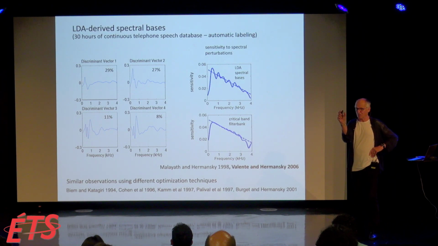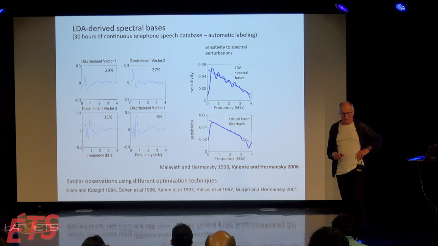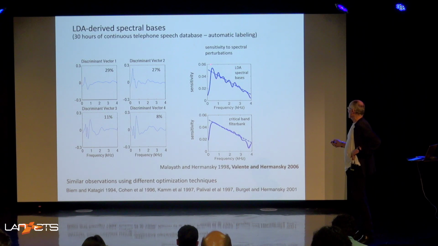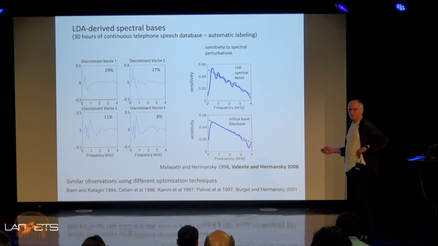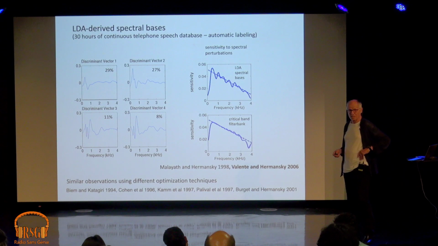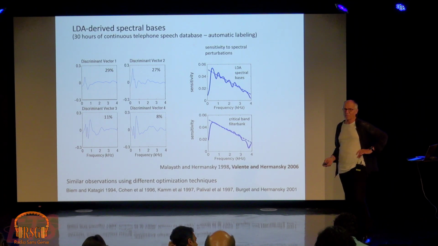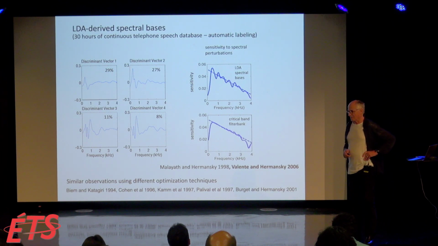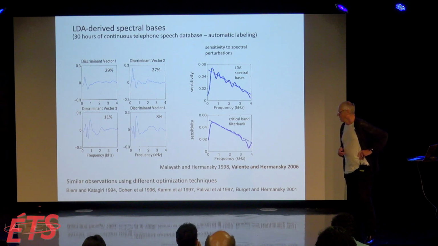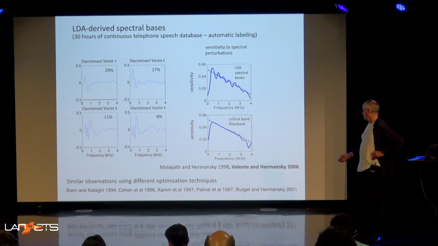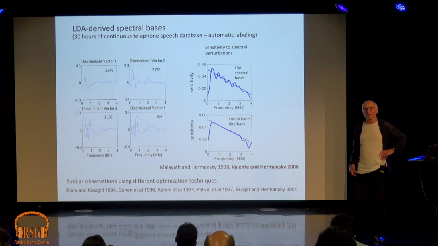There was a little piece of Gaussian form which was moving either at the low frequencies or at the high frequencies. And what you can see is that if you move it by a constant amount at the low frequencies, the effect is much larger than if you move it by the same amount at the higher frequencies. Very much what you would get if you were projecting your speech on the critical bands, which are hardwired from the knowledge of human hearing. A number of people have observed something very similar since 1994: Beam, Katagiri, Cohen, Kahn, Paliwal, Burget, and Hermansky. So a number of people observed the same thing.